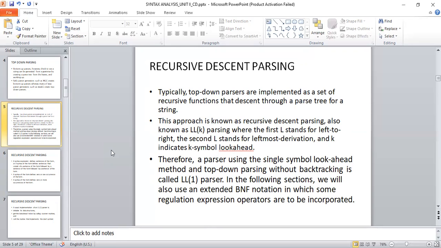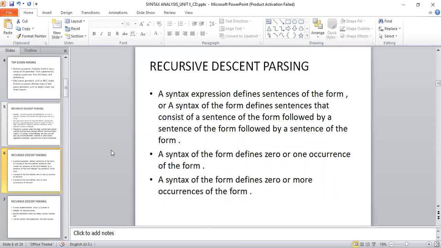Therefore, a parser using a single symbol look-ahead method in top-down parsing without backtracking is called an LL(1) parser. In this following section, we will also use extended BNF notations, in which some regular expression operators are incorporated. A syntax expression defines sentences of the form followed by a sentence of the form. A syntax of the form defines 0 or 1 occurrence of the form, and another defines 0 or more occurrences of the form. These are the forms of recursive descent parsing.